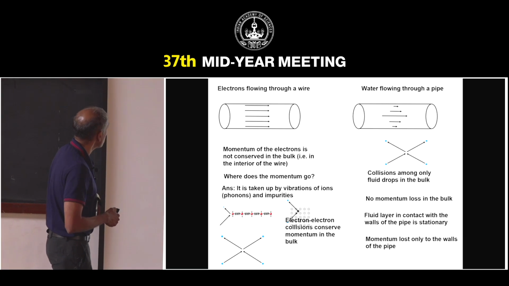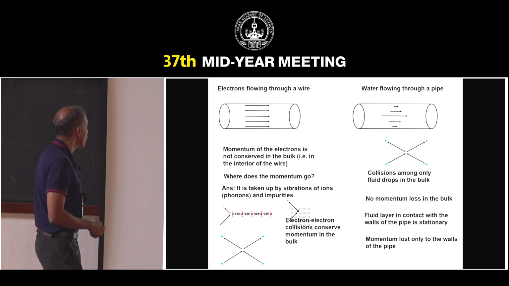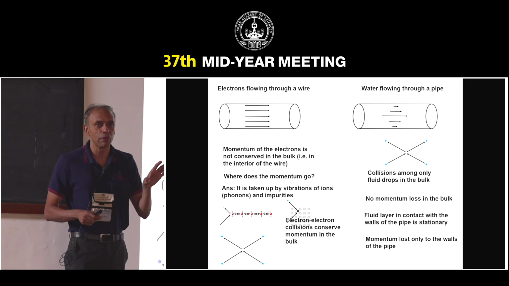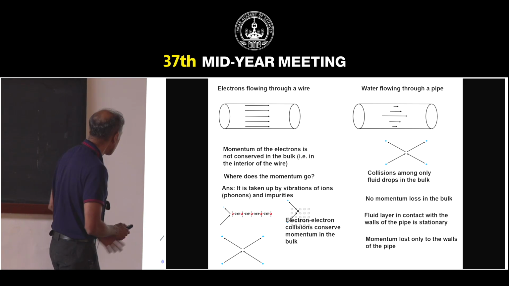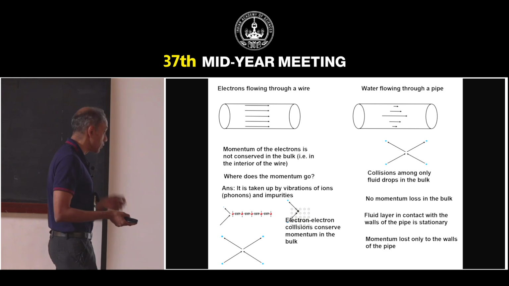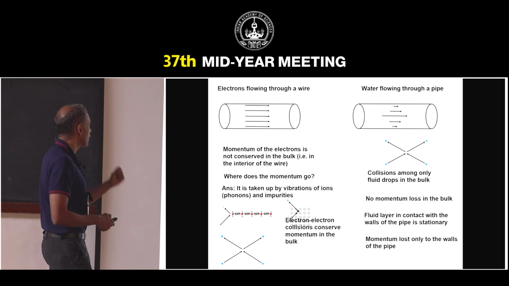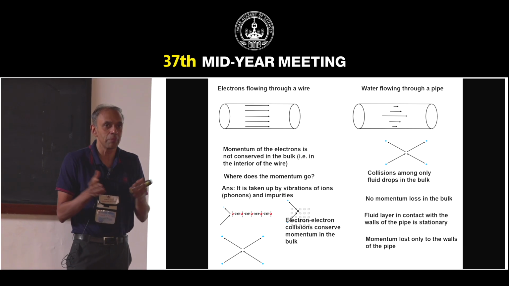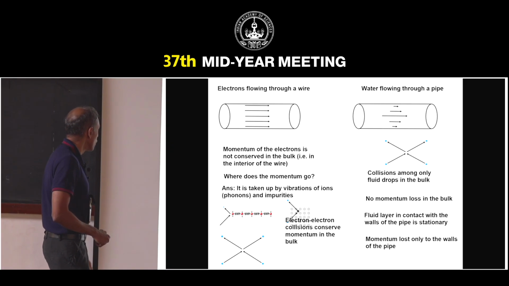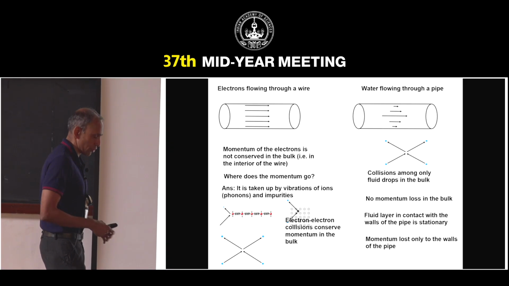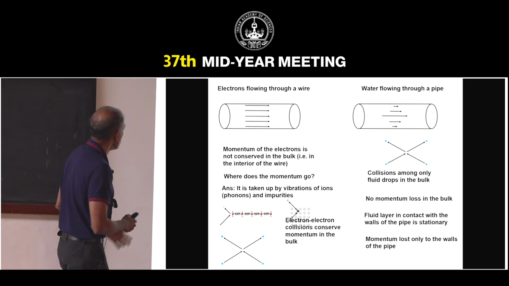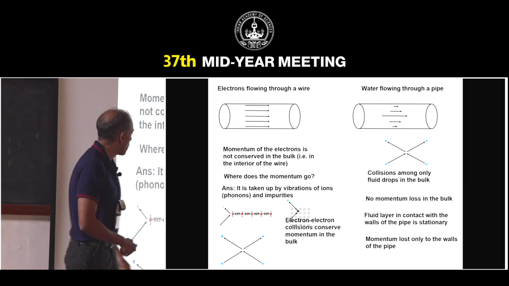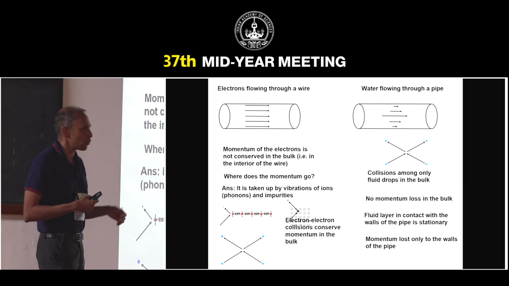When it comes to electrons flowing through a wire, it turns out that the momentum of the electrons is actually not conserved in the bulk. As the electrons are flowing through the wire, because the wire is made of some material, the electrons actually interact with the material. And the momentum of the electrons is taken up by either the vibrations of the ions that make up the metal, what are called phonons, or by impurities that can exist. So these can act as sinks for the momentum of the electrons. The electrons, of course, are colliding with one another, but that collision conserves momentum. So that is not a momentum sink.